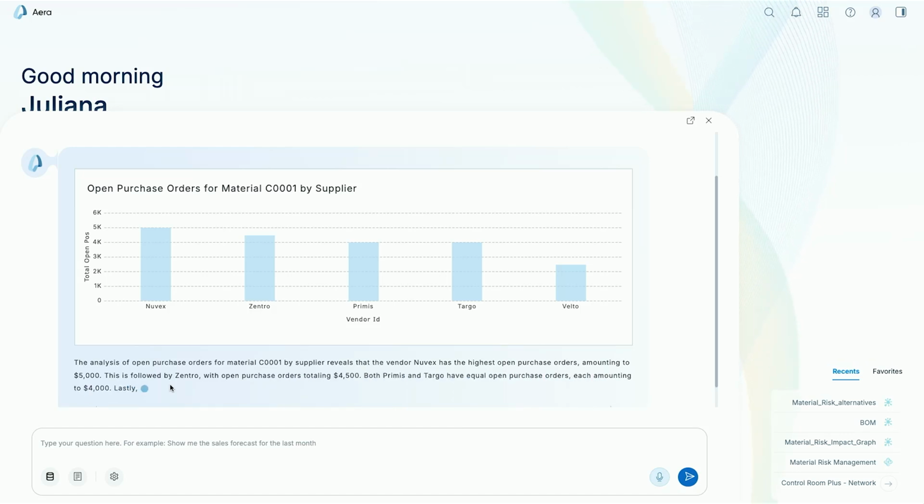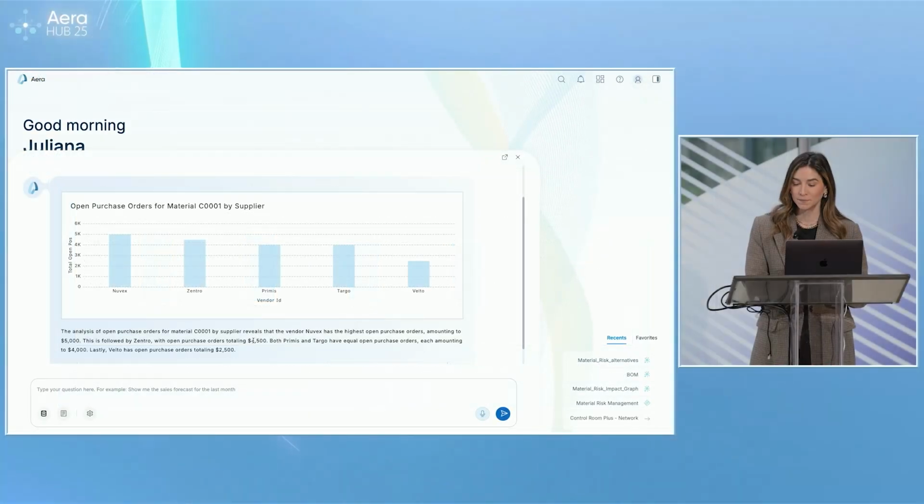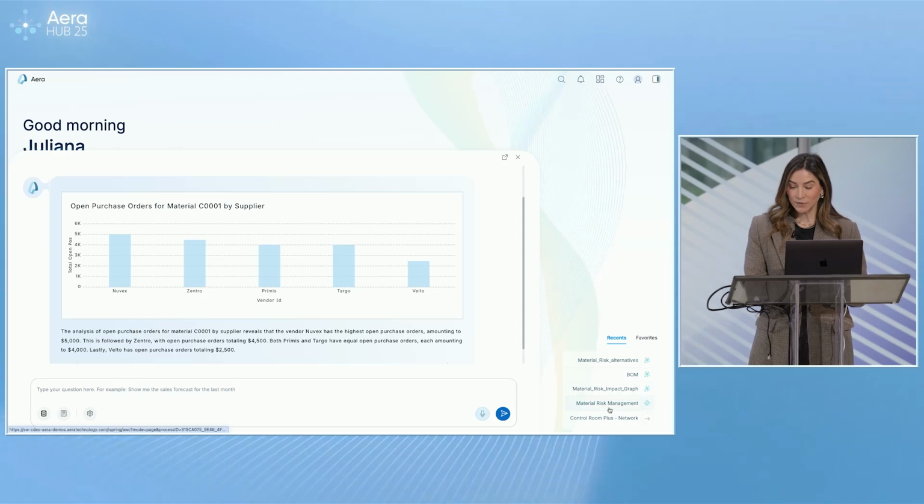Yeah, and in my past life, this would have taken me a few minutes, if not hours, to sometimes chase this information, try to pull the reports and understand what my exposure was. So I can quickly see that Zentro makes up a big chunk of the POs that I have out there, and I have 4,500 units at risk for this supplier. Now what? So now I do some simulations.